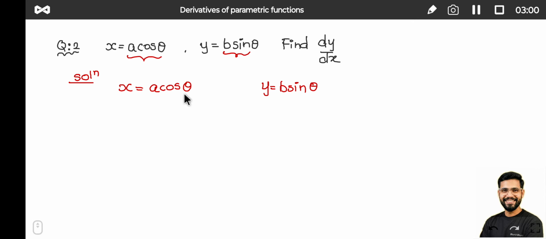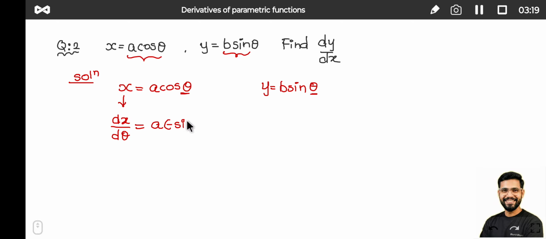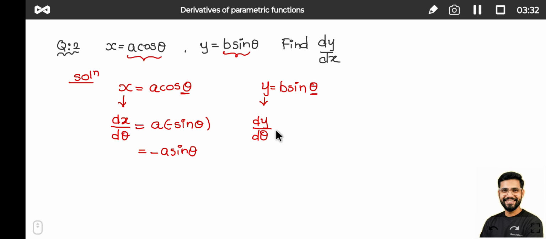So in both terms x and y, the variable is theta here. So we have to take the derivative with respect to theta. The derivative of x with respect to theta, that will be dx upon d theta is equal to a, which is a constant, times the derivative of cos theta, which is minus sin theta. Okay, so if you multiply, we'll get minus a sin theta. Similarly, if we take the derivative of y with respect to theta, we will get dy upon d theta is equal to b, a constant, times the derivative of sin theta, which is cos theta.